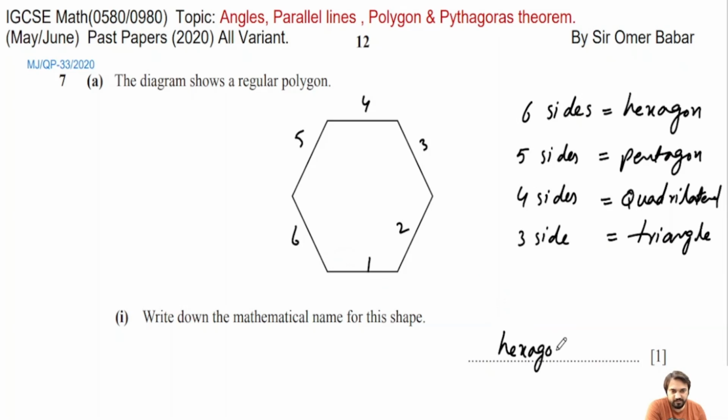What about 7 sides? What do we call a 7-sided figure? If a figure has 7 sides, then what do we call it? Comment.